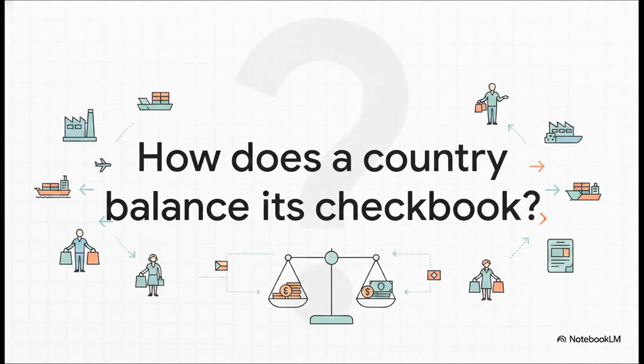It's a massive question, right? I mean, when millions of people, businesses, and government agencies are constantly buying and selling things all over the globe, how on earth does a massive economy track the sheer velocity of cross-border trade? How do they know exactly what's coming in and what's going out on such a colossal scale?